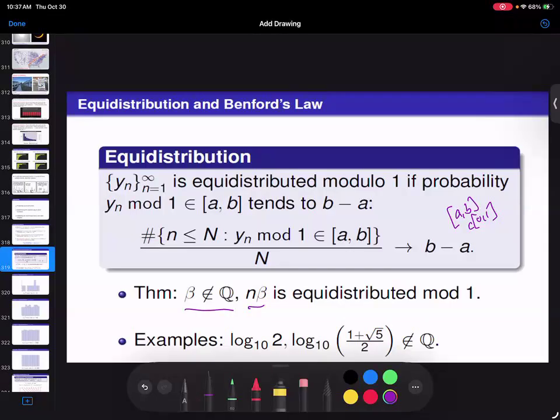It's a nice exercise to show that if beta is rational, then it's not equidistributed. It's going to be cyclic. If beta equals 1/5, then the set of n beta mod 1 would be 0, 1/5, 2/5, 3/5, 4/5. What comes after 4/5? What's 5/5 mod 1? 0. What's 6/5 mod 1? 1/5. So it would just cycle. If I give you a rational number, it's just going to keep cycling. The amazing thing is if I give you an irrational number, it's going to be equidistributed.